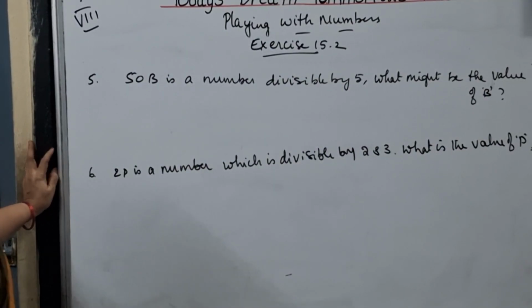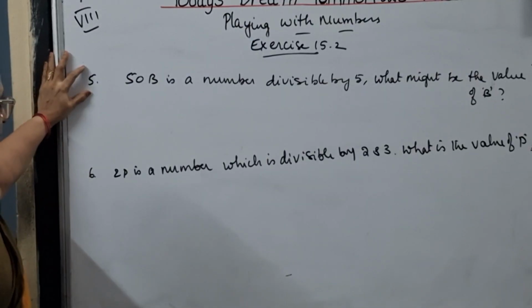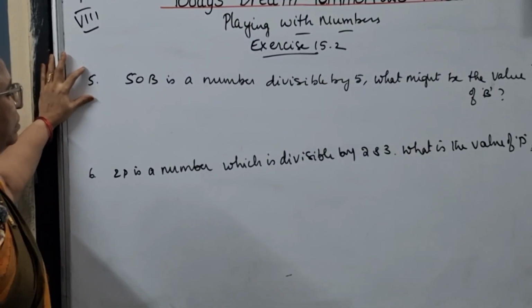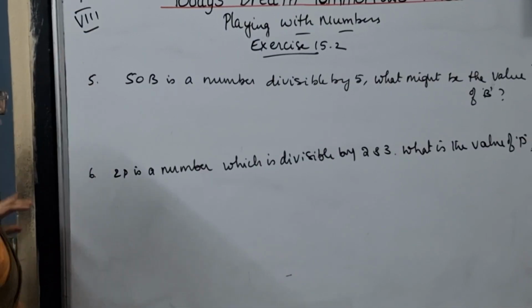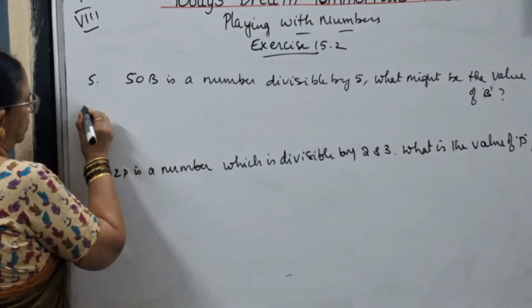Now I'm dealing with 8th class maths, playing with the numbers, exercise 15.2. Fifth problem. 50b is a number divisible by 5. What might be the value of b? So actually b is in units place.